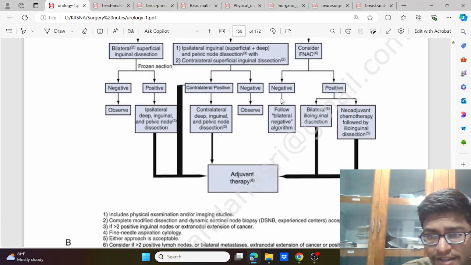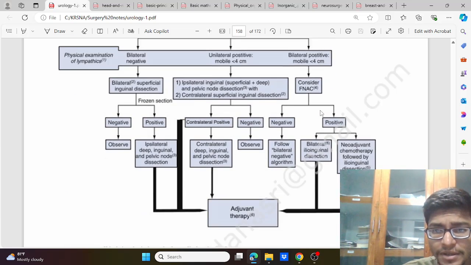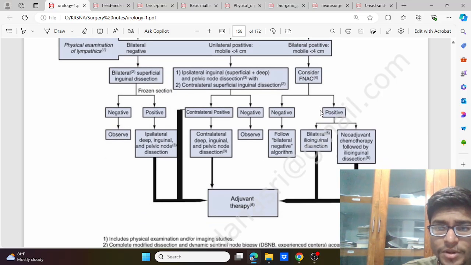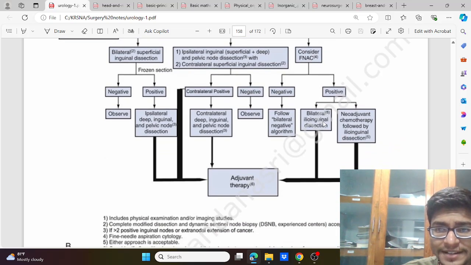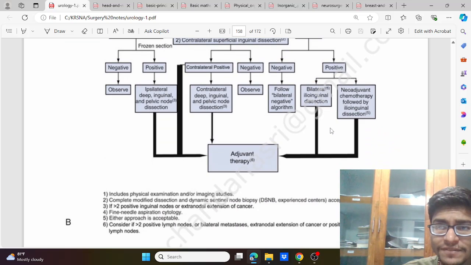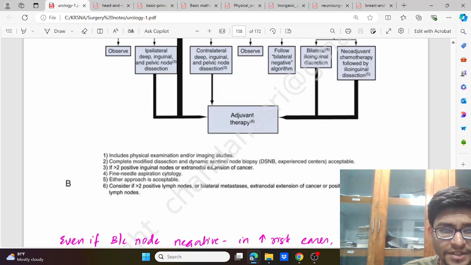5th is here when it is bilateral positive with mobile and less than 4 cm node. We can either go for bilateral ilioinguinal dissection, or after neoadjuvant chemotherapy, we go for ilioinguinal dissection. So both the approaches are acceptable.